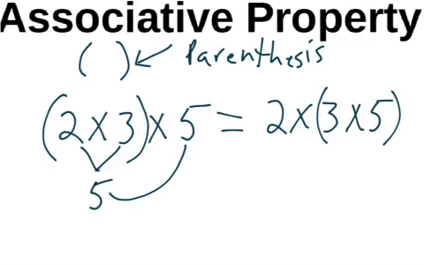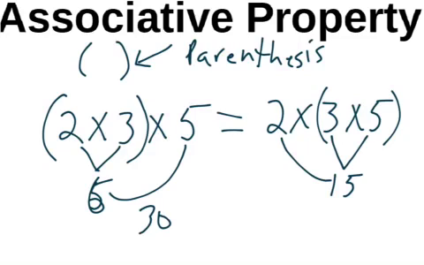Just like here, we know that 3 times 5 is 15, and 15 times 2 would be 30. So each of these sides equals 30. So moving the parentheses around does not change it.